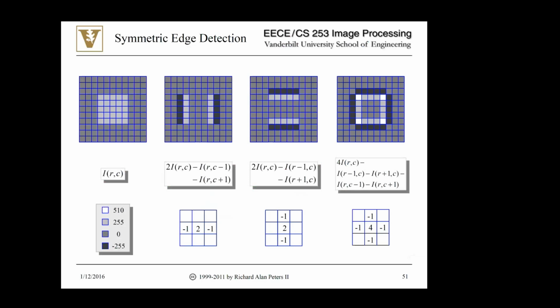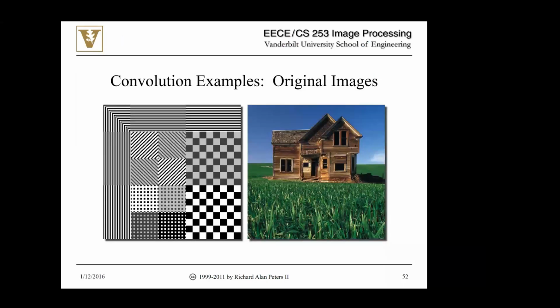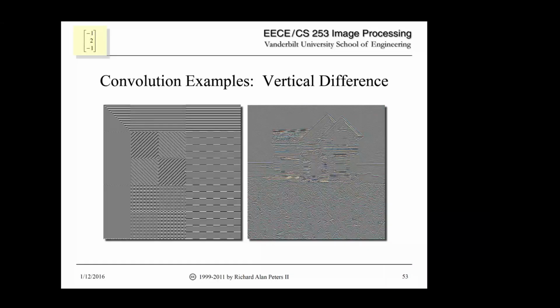We can detect edges in vertical, horizontal, both of them at the same time. And then we can apply them to these sample images. So for instance, let's say that we convolve with this kernel. This kernel is a vertical derivative.